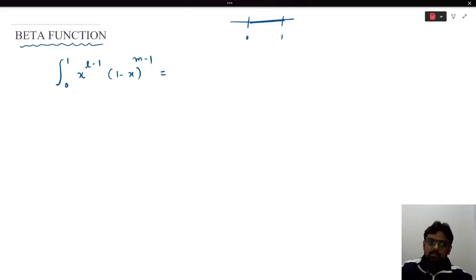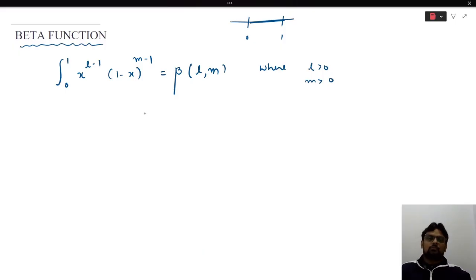This we define as beta of l comma m, where l is positive and m is positive. So here we call this the beta function, beta of l, m. So if the integration of this is beta l m, then we have some properties which relate our beta function to the gamma function.